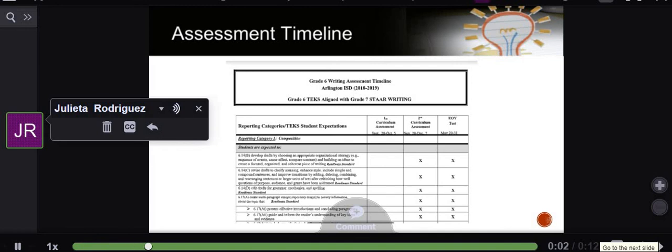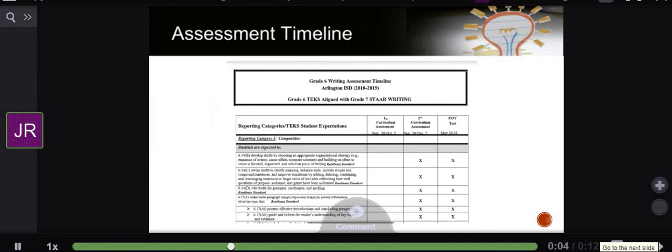The assessment timeline is here. Please pay attention to the testing calendar and to the standards that are marked. This will help in preparing your students for the upcoming test.